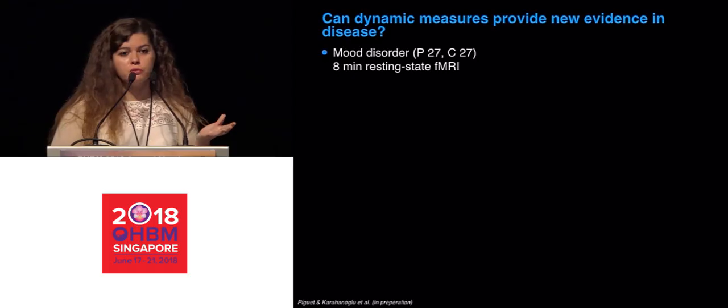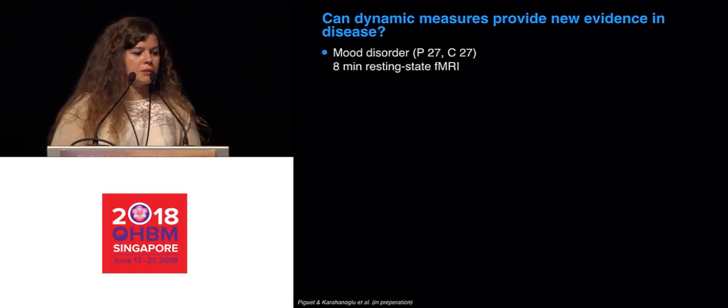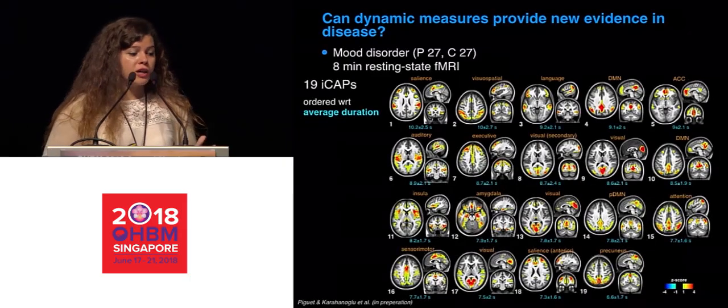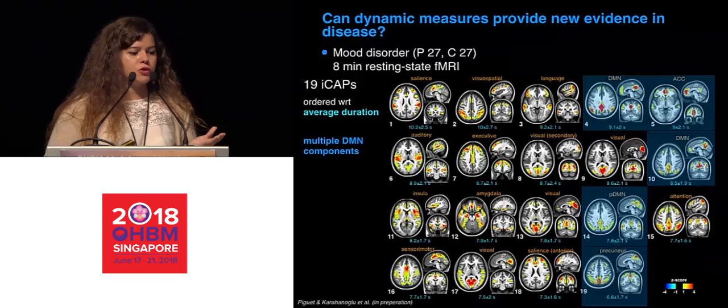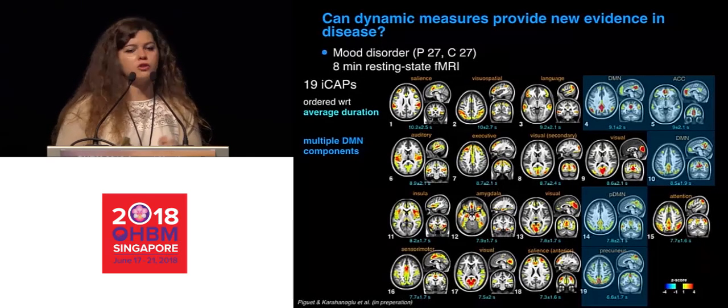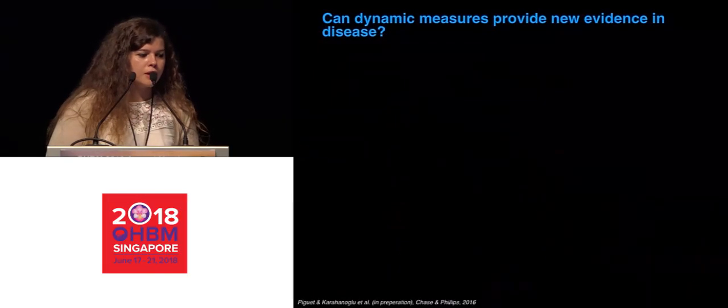I just want to give you an example of what happens to the dynamic measures in terms of disease. Here is an example of mood disorders, with 8-minute resting state. They are mostly major depression and hypomanic subjects. We recover 19 stable ICAPs. Here they are ordered with respect to their average duration. What I want to show you again is we find 5 different components that are part of the default mode network, and all of them have different temporal characteristics.